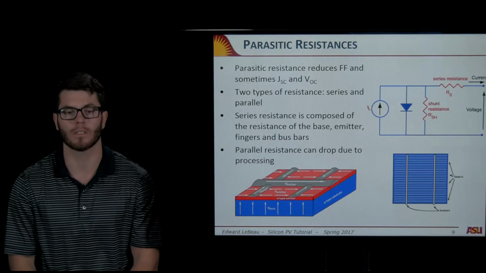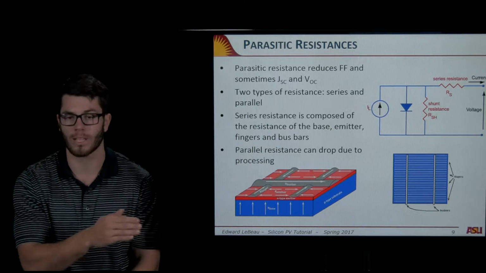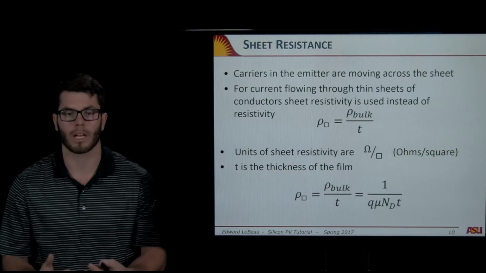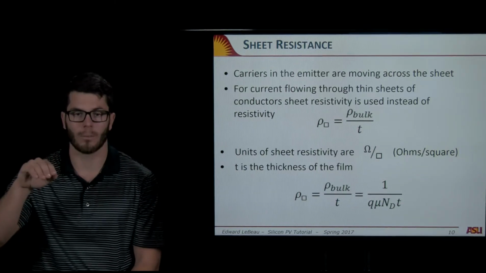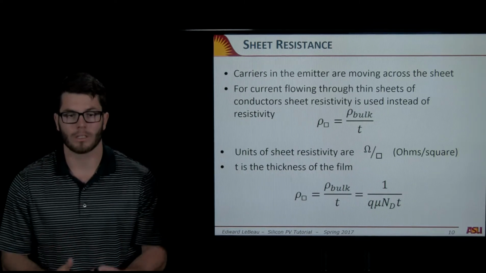Now, your series resistance, you want to be very low, because that's the stuff your excited electrons or holes have to travel through to be collected. So the first one we'll talk about is our sheet resistance. So carriers in the emitter, so they get excited, they're in the emitter, have to move across the sheet to a finger. So how do you find your sheet resistance?